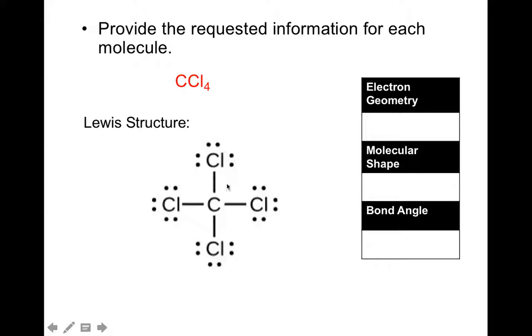In order to determine the shape, I need to know how many electron groups there are around the central atom. An electron group is defined as a lone pair or a single bond, double bond, or triple bond. It doesn't matter whether it's a single, double, or triple bond, it only counts as one electron group. So when I look at carbon tetrachloride, I'm only interested in what's around carbon. I don't care what's around the chlorines. So the electron groups around the carbon are 1, 2, 3, 4 single bonds. And so I've got 4 bonded atoms and no lone pairs.